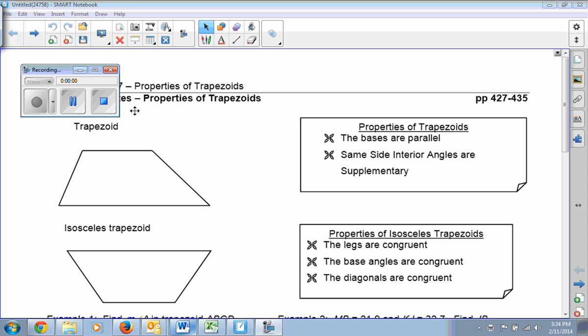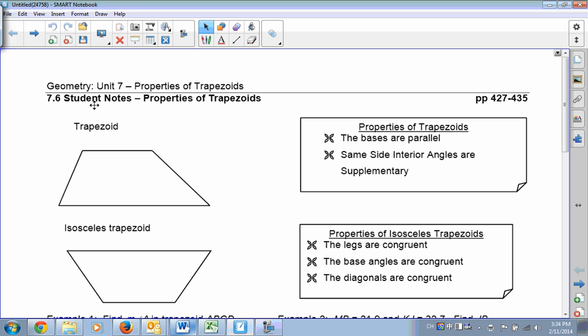So today we're going to talk about trapezoids. We're going to do kites tomorrow. I switched the order. It doesn't matter if you do kites or trapezoids first. So we're going to do trapezoids today. It's a really easy concept.